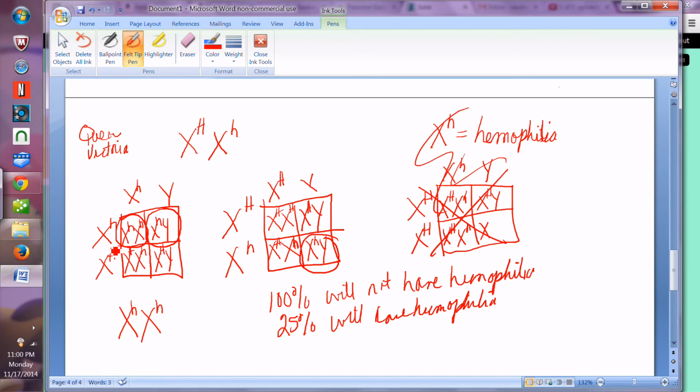Now, if this female was recessive on both, then all of the offspring would get it. But that would also mean that the female had it and the male had it. If the female had it, she probably would die in childbirth, so it wouldn't have happened anyways.